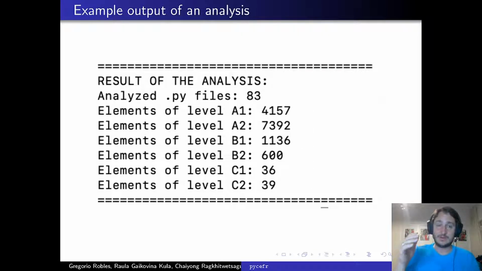As an output, for instance, if you analyze a repository, you get an output like this. Number of analyzed Python files 83, and you see the number of elements found for each level. You have to see that for understanding the whole code here, you would have to have C2 level because there are 39 Python elements there from that level and 36 C1. So you have to be proficient to be able to modify any code in this repository.